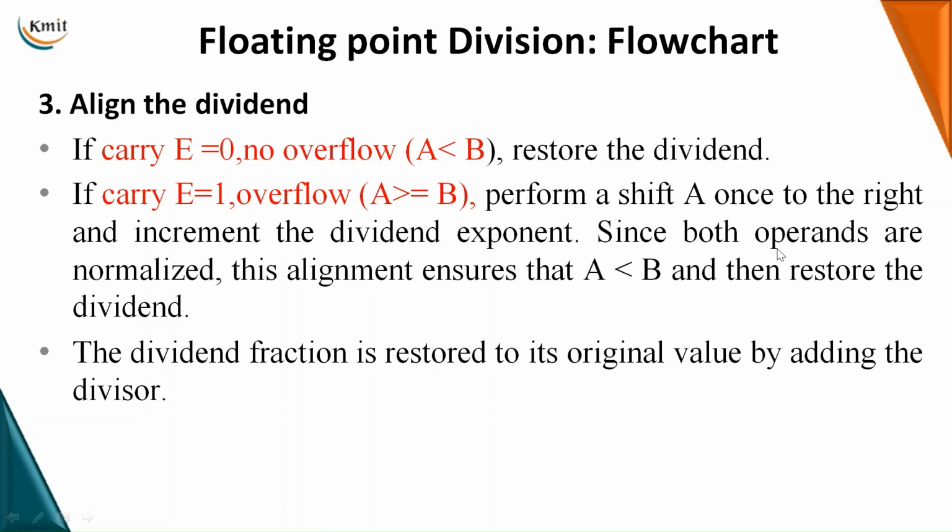So that your dividend will be aligned, and this alignment ensures that A is less than B, so it satisfies no overflow situation. Then after performing the shift right operation, after aligning your dividend, you have to restore the dividend by adding the divisor to the dividend. So you get your original dividend stored in your A register. Okay. So the dividend fraction is restored to its original value by adding the divisor. So this is how you align the dividend.